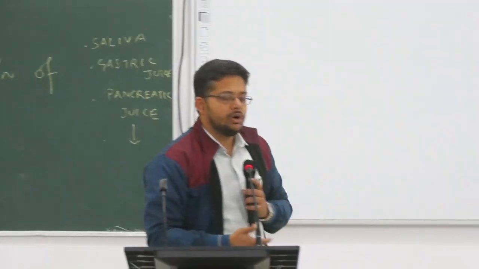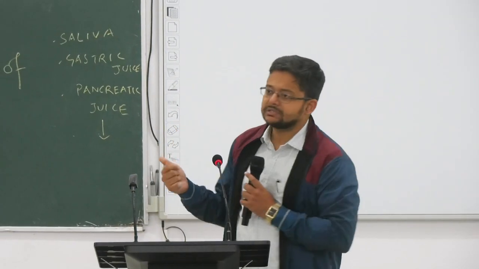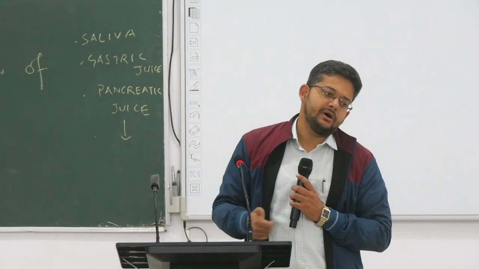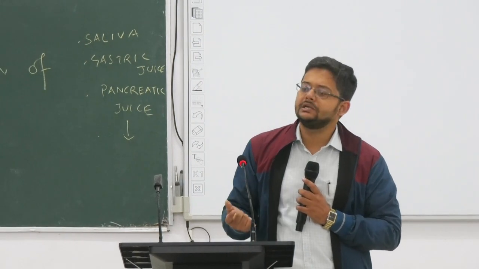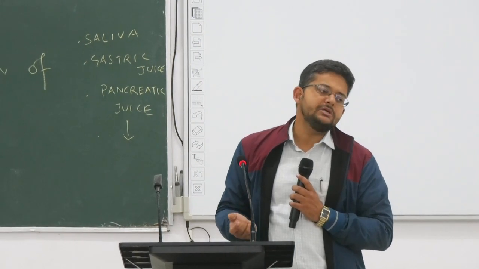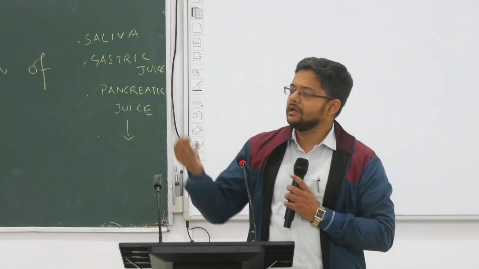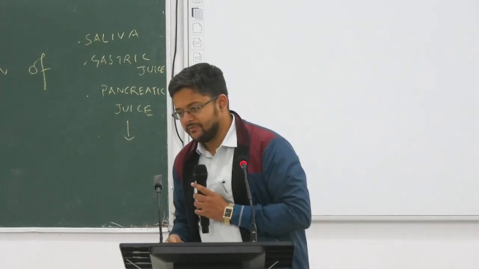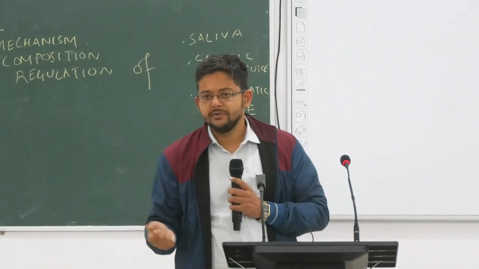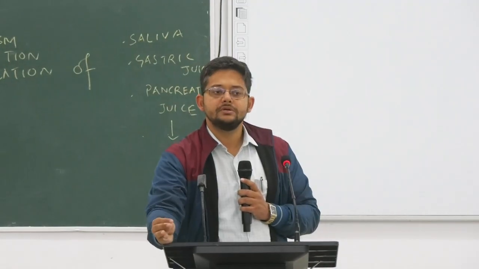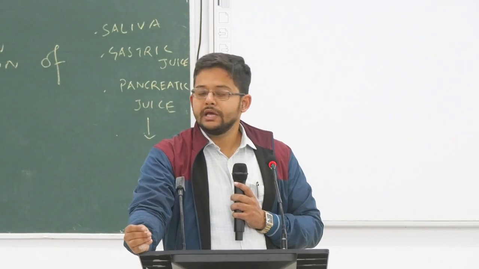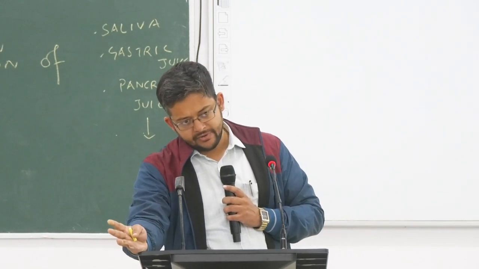Everybody, we are coming to the first topic over here, which is the saliva. As the name suggests, it is secreted from the salivary glands. Can anybody tell me the names of the salivary glands? It's very common: parotid, submandibular, sublingual. Anything else? There are also minor salivary glands. These three are major salivary glands.